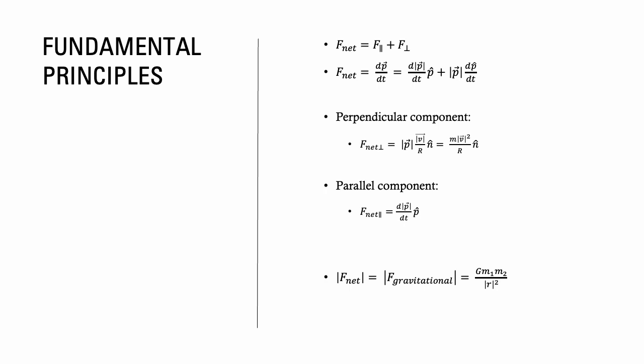The net force of an object can be broken into its parallel and perpendicular components. These are equal to the derivative of momentum over time. Through the product rule, these components are as stated. The perpendicular component is responsible for the object's change in direction, and the parallel component is responsible for the object's change in speed. It should also be noted that the net force of the object is equal to the gravitational force in this problem.